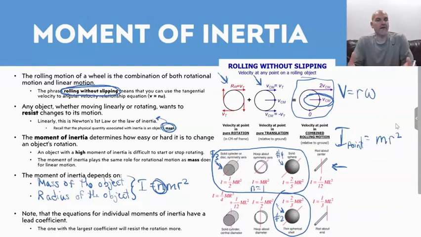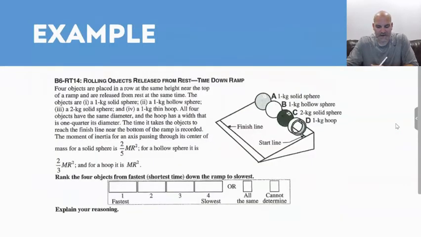So let's look at an example problem that has nothing to do with calculating, but has to do with ranking these by who's going to finish first. Okay. So you got these 4 objects placed. Note that they don't really have the same mass. Object C is 2 kilograms, as opposed to object A, which is also a solid sphere, which is 1 kilogram.